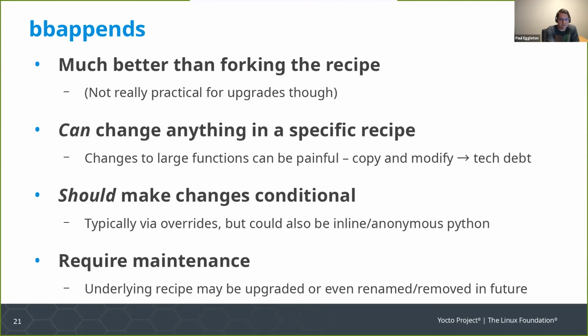So bbappends, much better than forking the recipe. Just to recap, they're just pasted onto the end of the recipe in ascending layer priority if there are more than one. You can change anything in the bbappend, but you should make changes conditional. Typically, you would do this via overrides, but you could use inline or anonymous Python. And they do require maintenance. So obviously if the underlying recipe gets upgraded or renamed or removed in future, then your bbappend will probably break. So it'll need fixing.